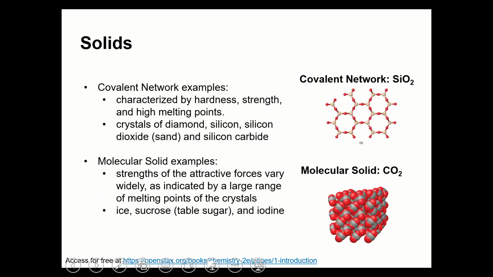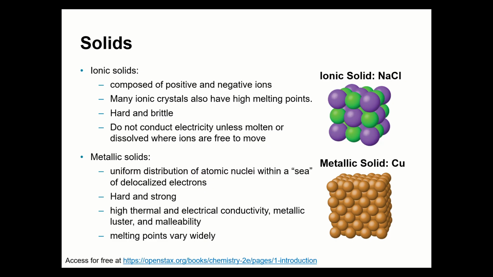And then the other two types, those are going to be for your nonmetals. So covalent network examples are going to be things like your diamond and silicon dioxide, which is pictured to the right here. They're characterized by their hardness, strength, and high melting points. And then molecular solids, we have carbon dioxide here as an example. You also have table sugar and ice. And so the strengths of these attractive forces, they're going to vary widely, and so you're going to see a wide range of melting points similar to your metallic solids like we saw before.